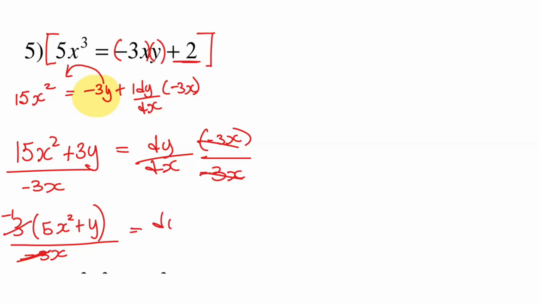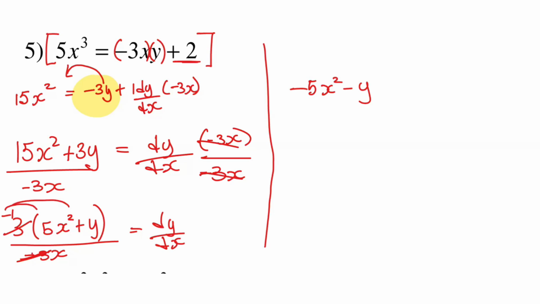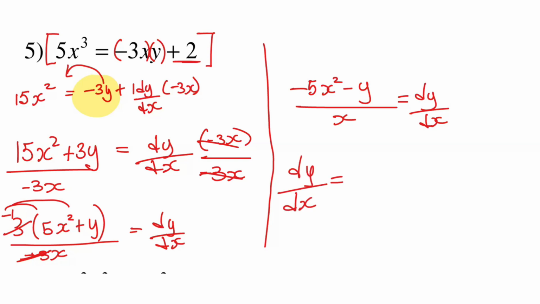So this is equal to dy dx. That negative is going to affect my numerator. So basically, I'm having negative 5x squared, and it's going to be a negative y because I'm distributing this negative inside. That same negative from the negative 3. And all of this now is over positive x. This is equal to dy dx. If you want to flip it around and write it like this, not a problem. Dy dx is equal to negative 5x to the second power minus y all over x.